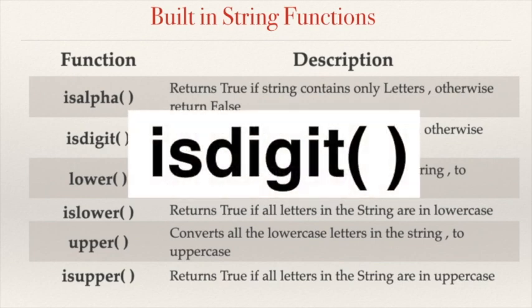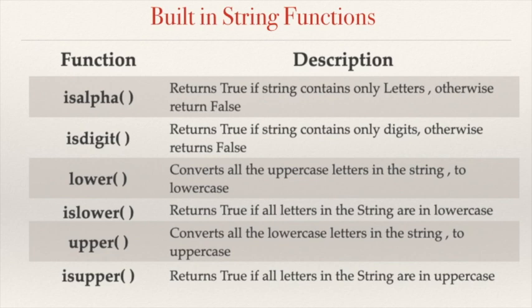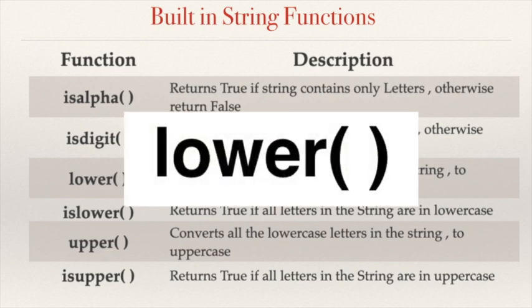isdigit. This function checks whether a string is made up of only digits as its characters or not. If yes, then returns true. lower. This function converts all the uppercase alphabets present in a string to lowercase and returns the resultant lowercase string. It neglects any other character other than alphabets.